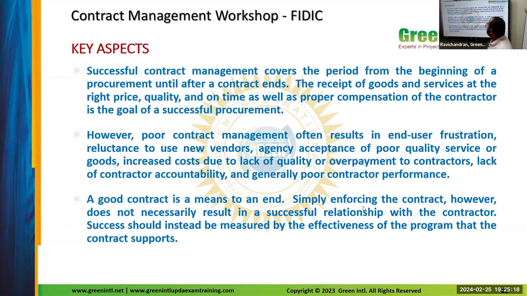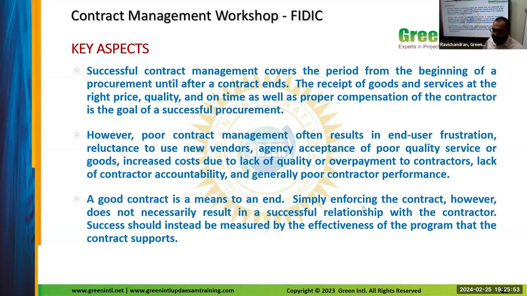However, poor contract management often results in end user frustration, reluctance to use new vendors, agency acceptance of poor quality service or goods, increased cost due to lack of quality or overpayment to the contractors, lack of contractor accountability, and generally poor contractor performance. So in case of poor contract management, there are a lot of issues as mentioned here, where there is a reluctance to use new vendors. So there is very little chance of innovations.